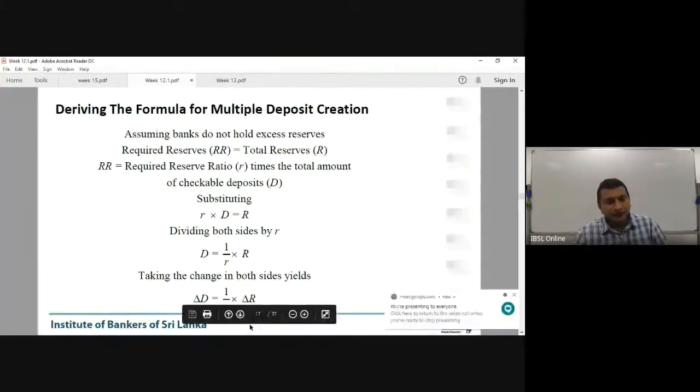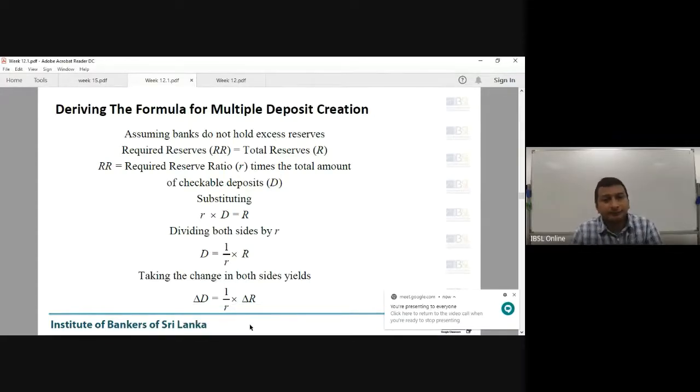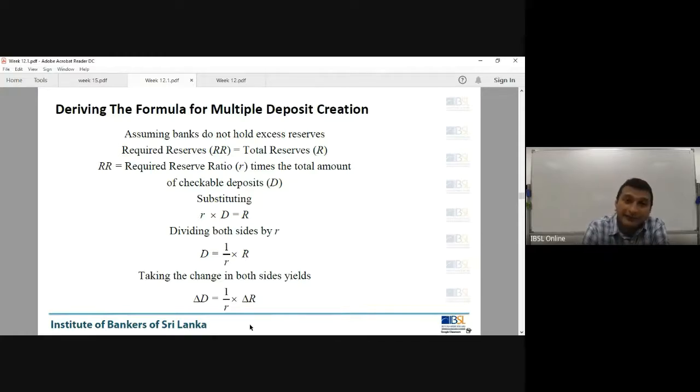Right. So you see this formula here. That's a simple deposit creation model formula. But remember, while I was explaining, I was very keen to say that the banks would continue to go on creating deposits as long as the customer maintains his deposits without withdrawing. That means he has not converted his checkable deposits into currency.